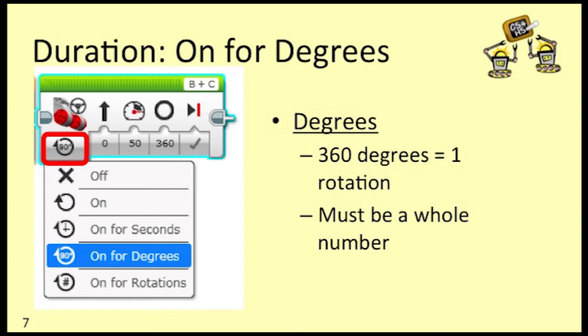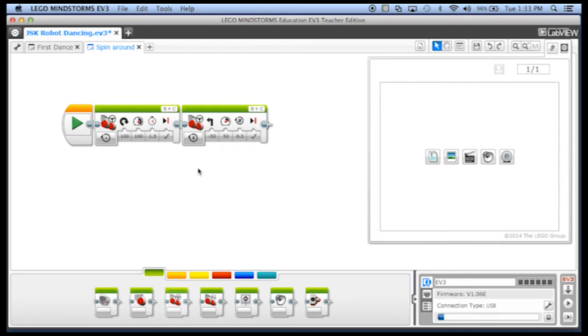If you prefer using whole numbers, you can specify your rotations in degrees. Remember that 360 degrees is one full rotation. So for example, we could change this to on for degrees, and if we set this number to 90 degrees, we still have a quarter of a rotation.